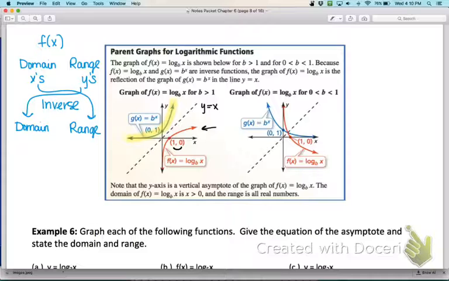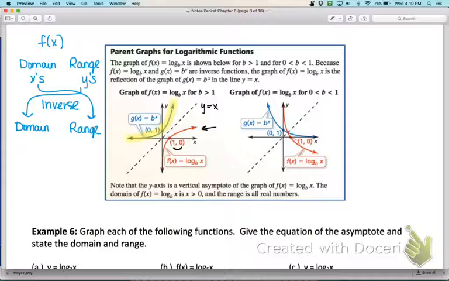Now don't forget, the domain and range is always going to switch. So we said that for exponential functions, the domain was all real numbers. Well, for logarithms, the range is all real numbers. And for exponential functions, the range was y's greater than 0. So now the domain is going to be x's that are greater than 0. And since we had a horizontal asymptote at y equals 0, now it's going to become a vertical asymptote at x equals 0. Everything about it is going to switch. And we'll talk about this in a lot more detail in the next section.